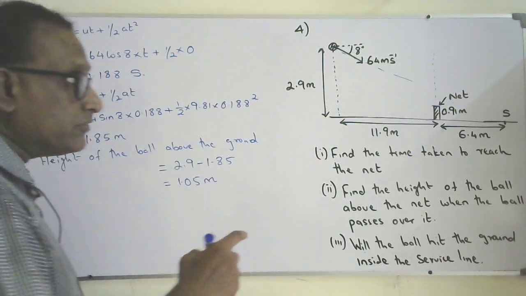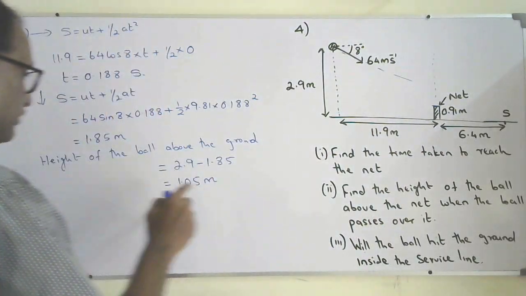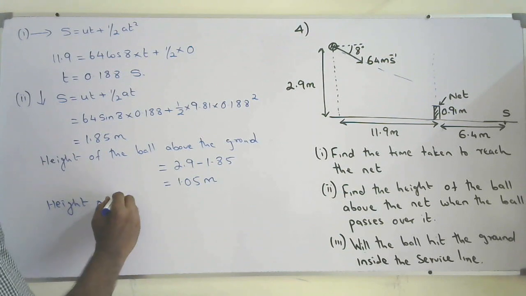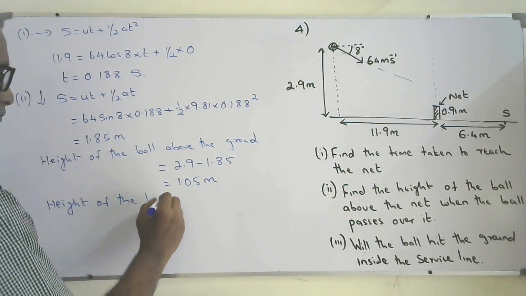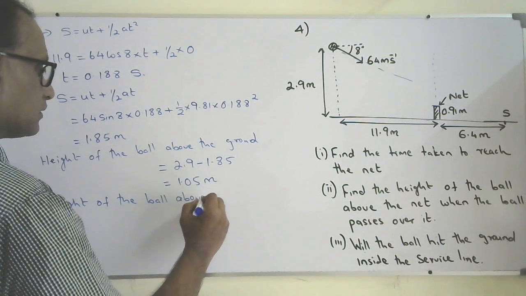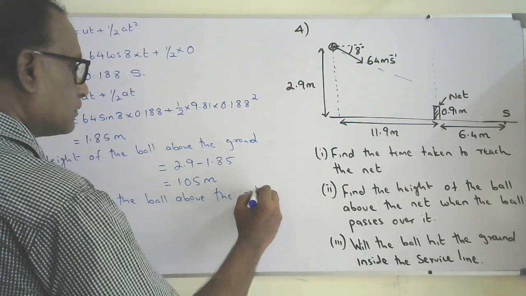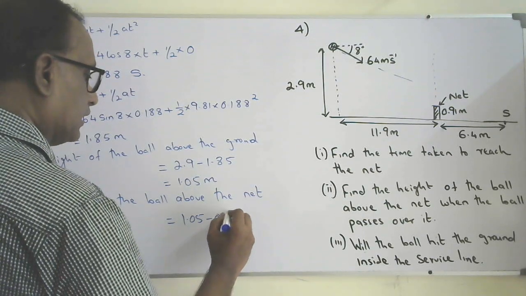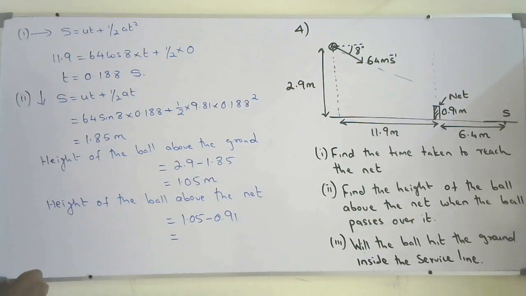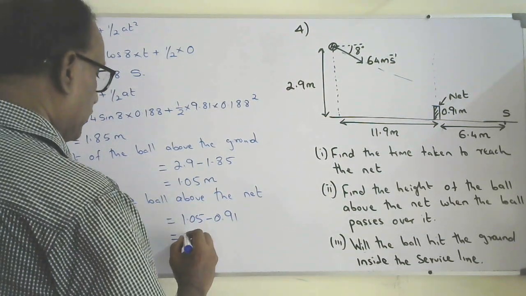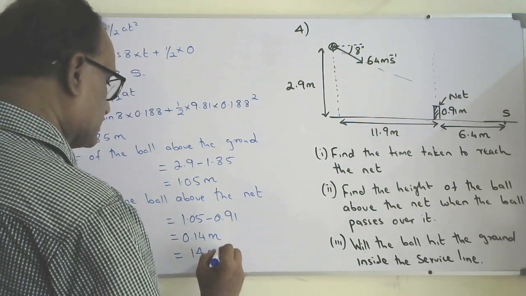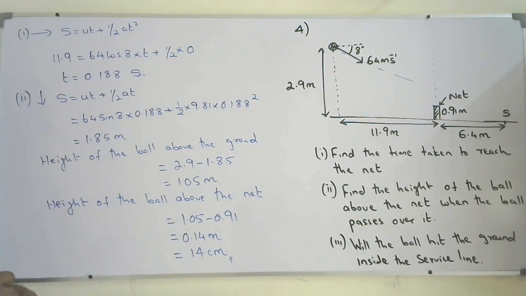So how much is it above the net? Above the ground it's 1.05. The height of the ball above the net is 1.05 minus 0.91. So that will be 0.14 meters, or you can say 14 centimeters. So it won't hit the net.